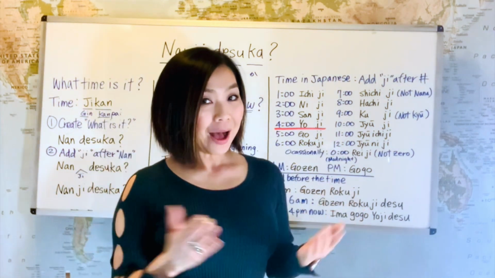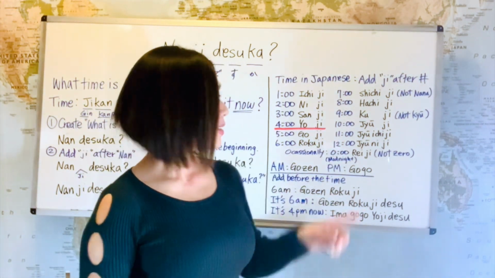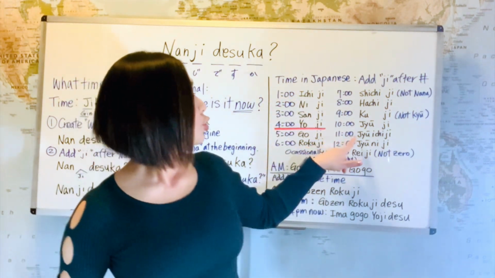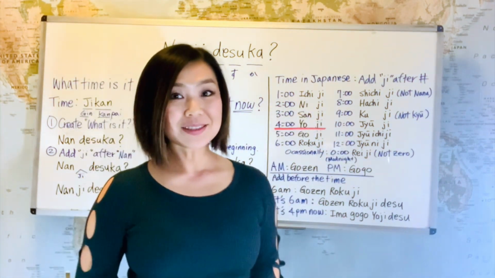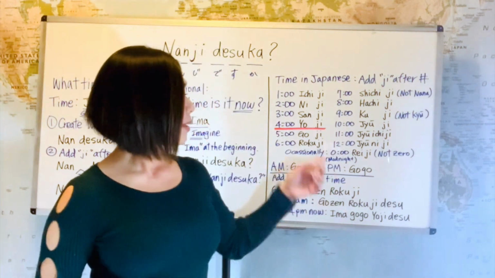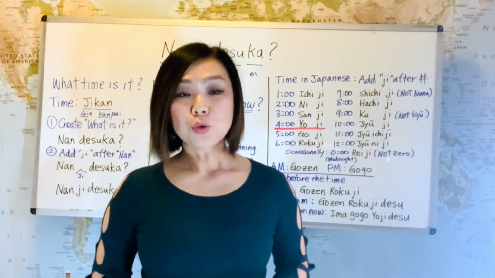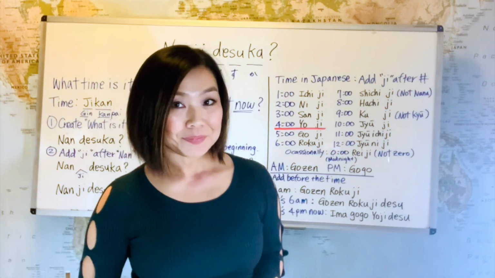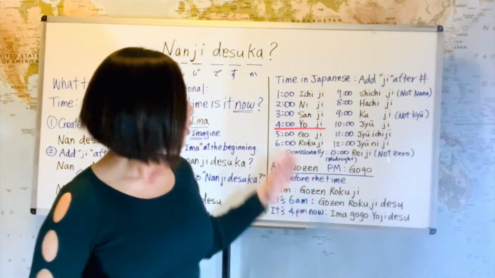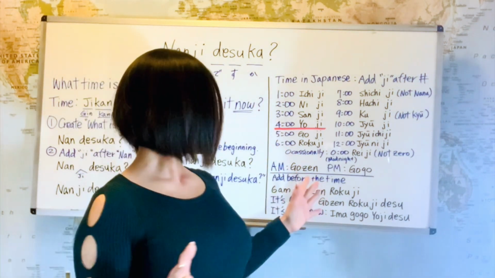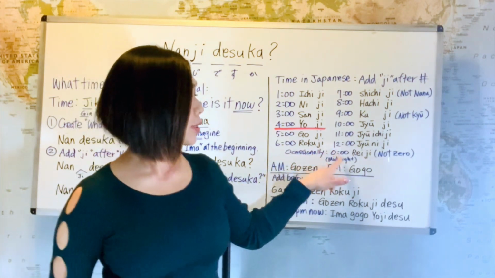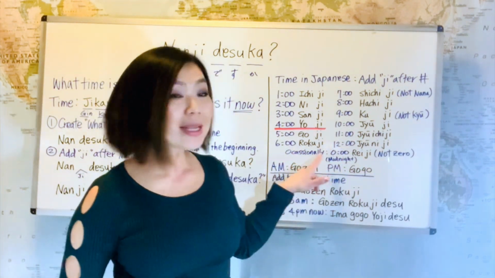Now 11 o'clock. Do you remember how to count 11? That's 10 plus 1, right? So 11, that's 11時, 11 o'clock. And now 12 o'clock. 12 is ju ni and ji, 12時. So now you know how to count the time. Occasionally we use 0時, which means midnight.